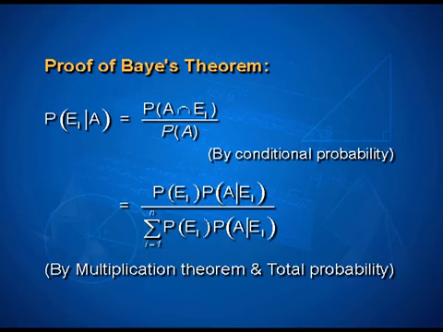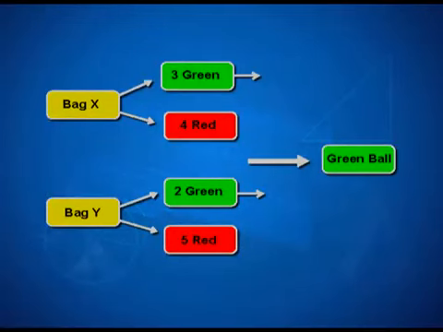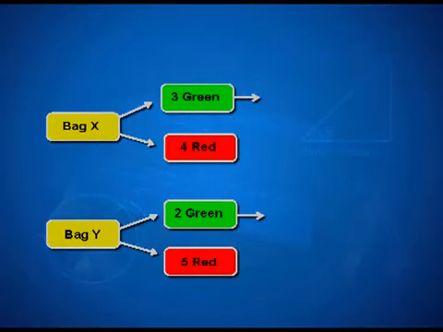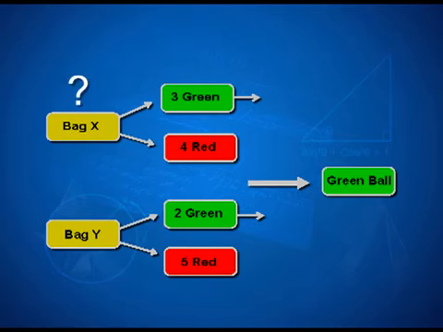Whereas, the numerator can, by conditional probability, be replaced by probability of Ei into probability of A given that Ei has happened. I think if we take one of the examples that we discussed earlier and turn it around, it will give you a better understanding of Bayes theorem. Let's get back to the example where we have bag X and bag Y. 3 green, 4 red in bag X, 2 green, 5 red in bag Y. One bag is selected, a ball is drawn. What we now know is that the ball drawn is a green ball. What is the probability that it has come from bag X?